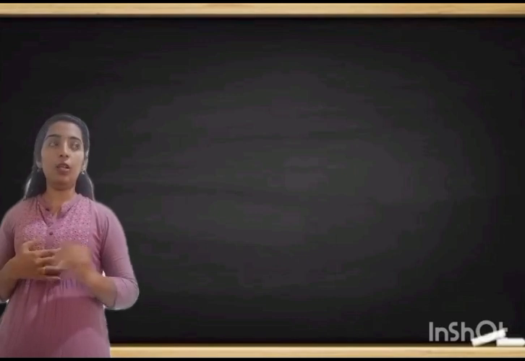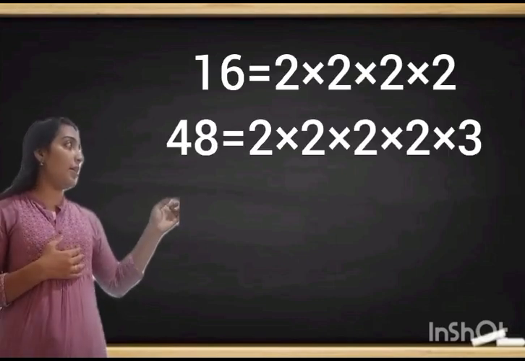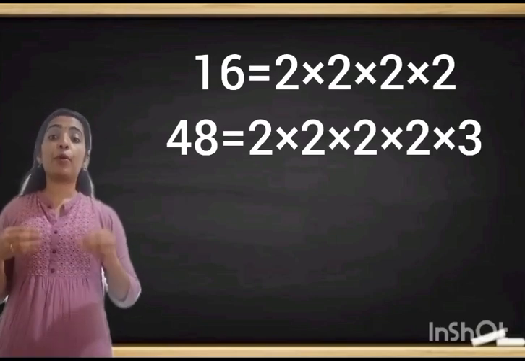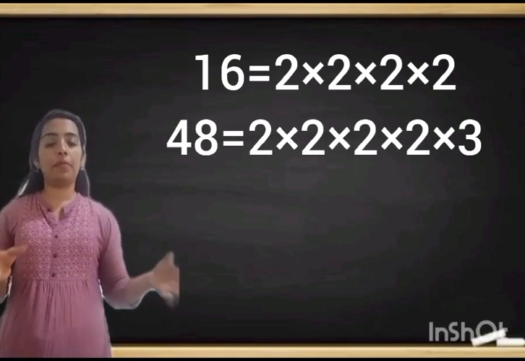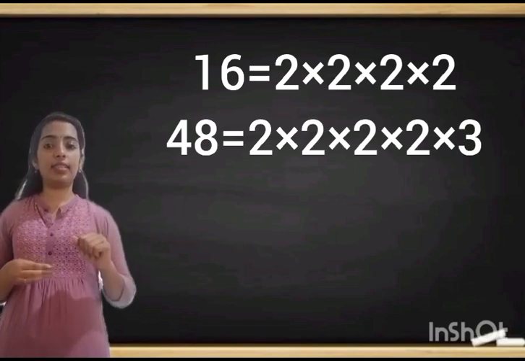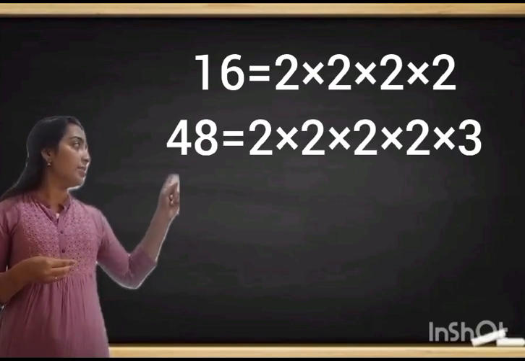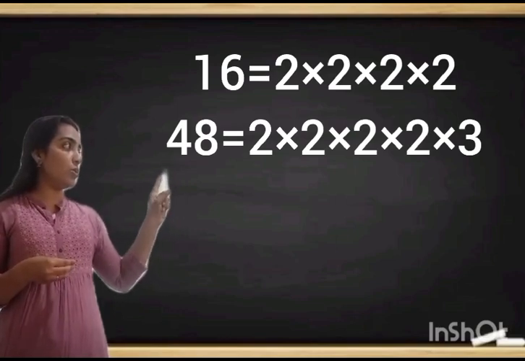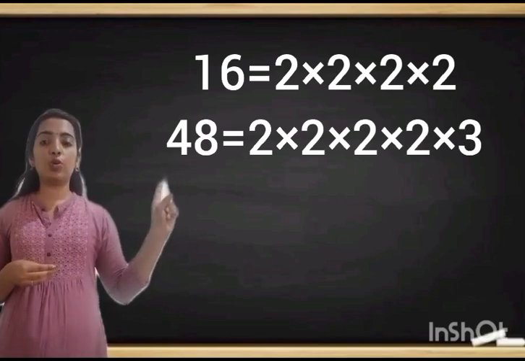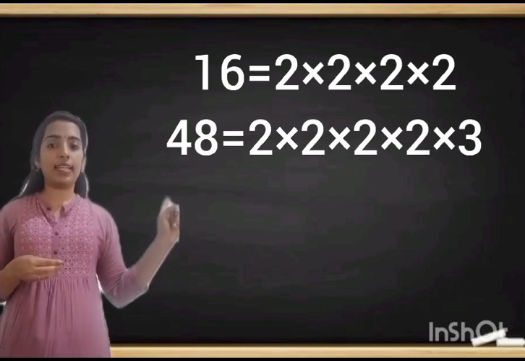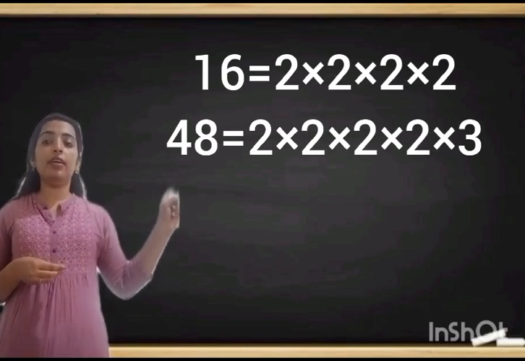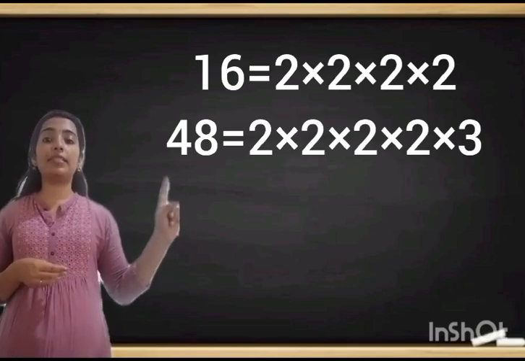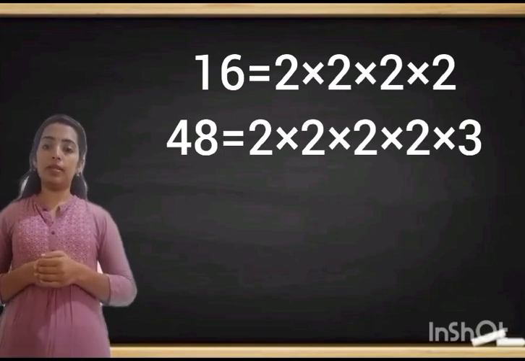For example, look here. What is this number? 16. 16 can be written as the product of some prime numbers. How can we write 16? Look here. 16 can be written as 2 into 2 into 2 into 2. 4 2's make 16, right? So here we wrote 16 as a product of 2, that is, a product of prime numbers.